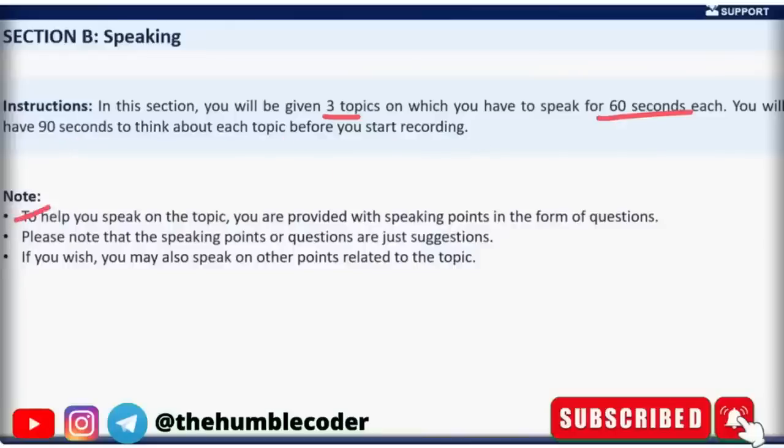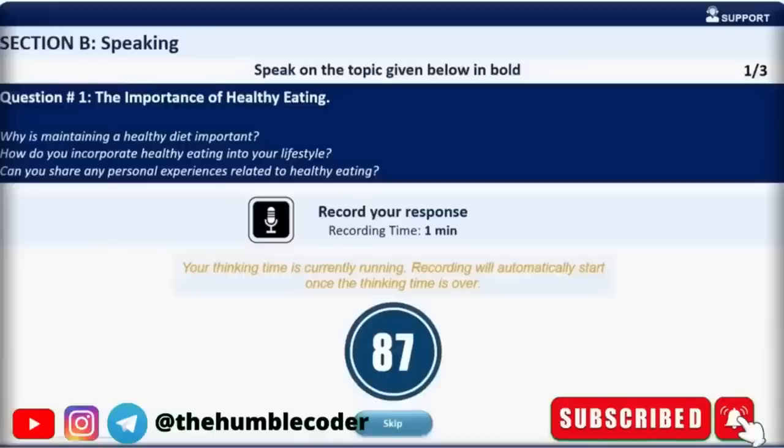There are some notes to help you speak on the topic. You are provided with speaking points in the form of questions. Please note that the speaking points or questions are just suggestions. If you wish, you may also speak on other points related to the topic. Let's see the first question.